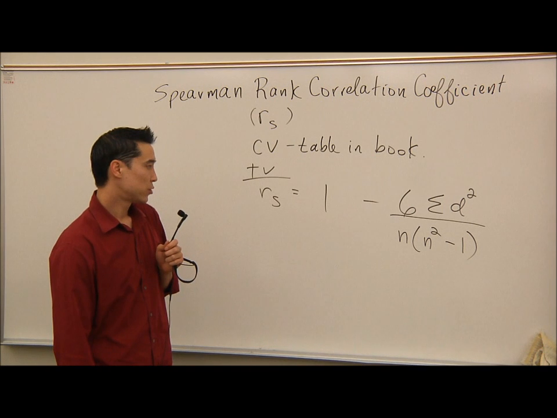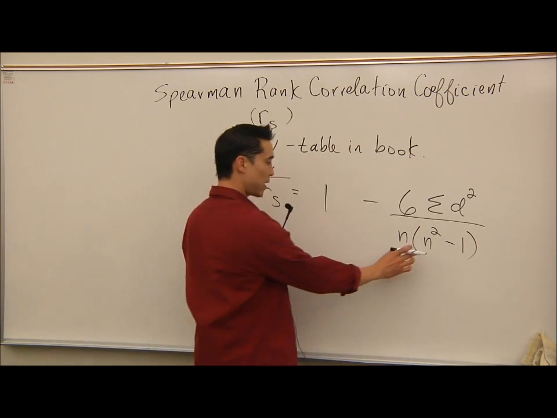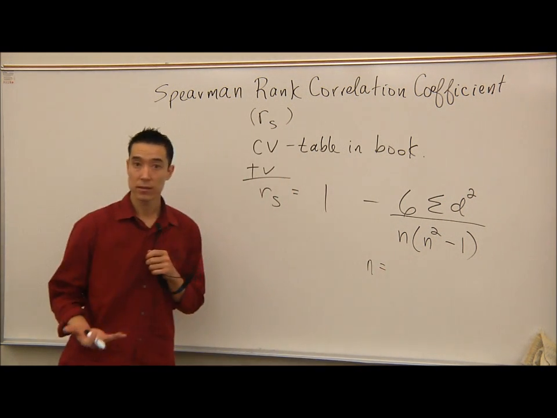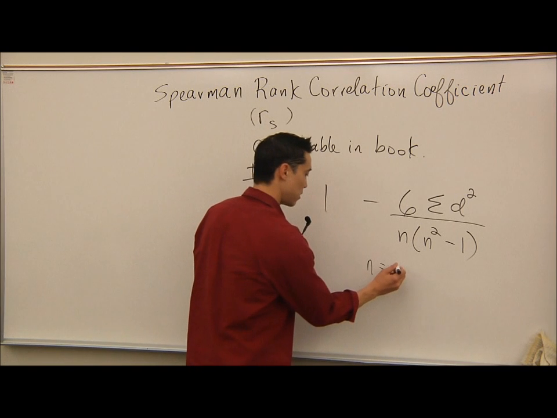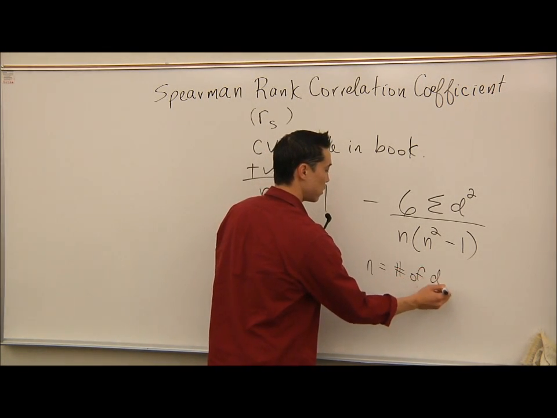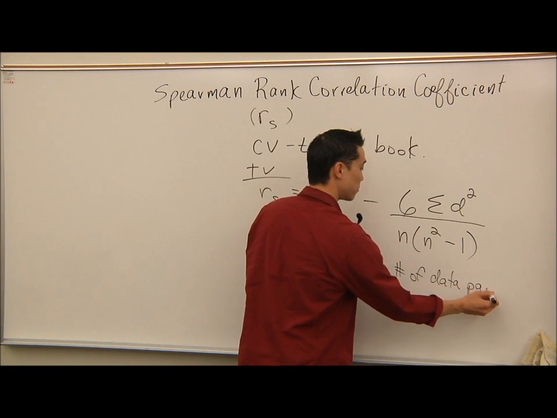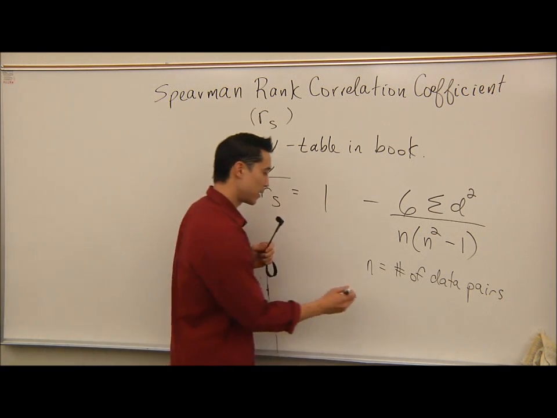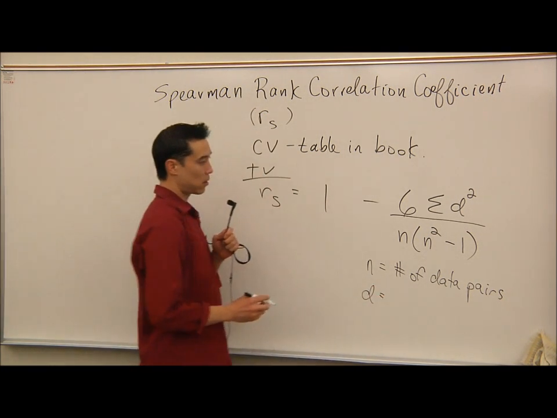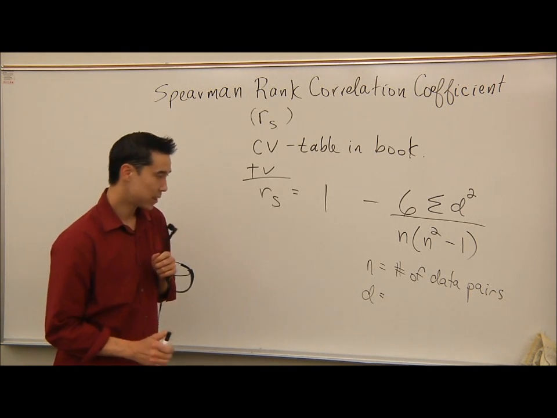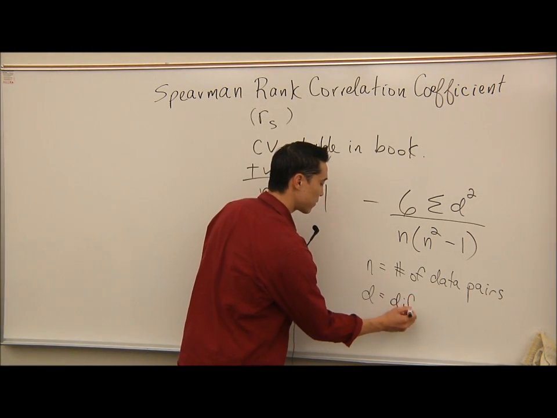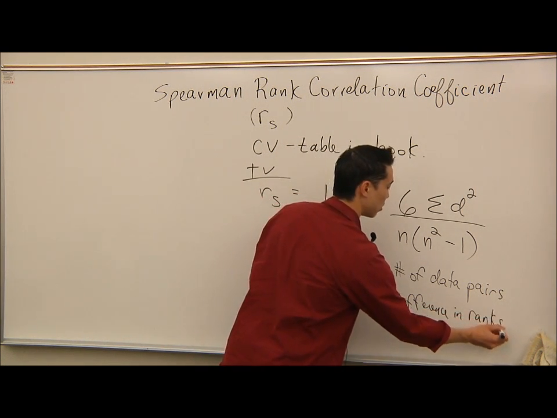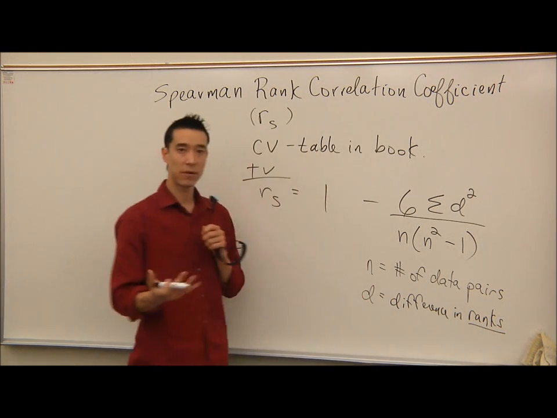So you only really need to identify what n is and what d is. n is the number of data pairs, or the number of matched data, because remember, when we're doing correlation, we have matched pairs, x and y. And d is the difference in ranks, so obviously that means we have to rank things. So d is the difference in the ranks, and n is just the number of data pairs.